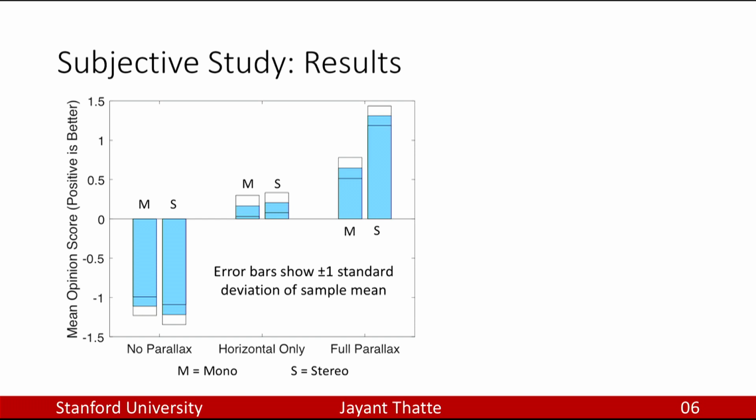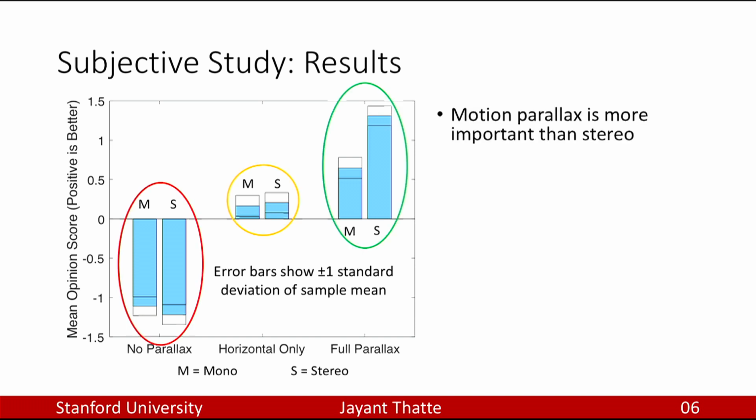Okay, now let's start making some observations. The first thing that we notice is that motion parallax seems to be really important. So if you start from a system that is monoscopic with no parallax, the biggest gain that you can get is by just adding horizontal parallax, and you're already doing much better. And again, if you add also vertical parallax, you get a lot more improvement still.